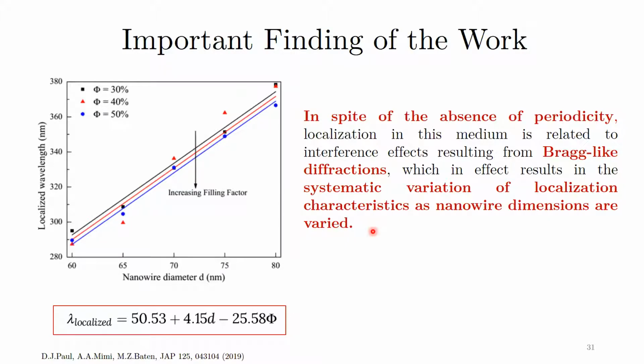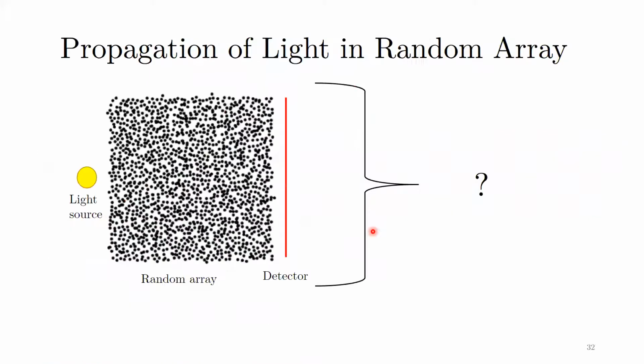So the main point here is that we can make a mirrorless cavity with random systems, and we can control the wavelength of light that is getting trapped in this random system by controlling the dimension of the scatterers, or the diameter of the nanowires. Having done that, we got back to the original idea that prompted this research. We still didn't know how the light flows through this very random system.